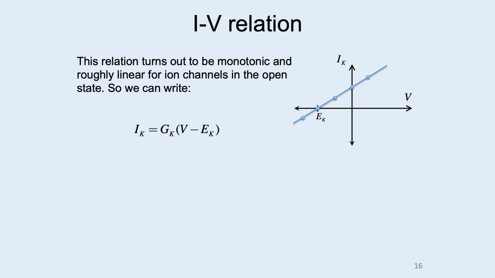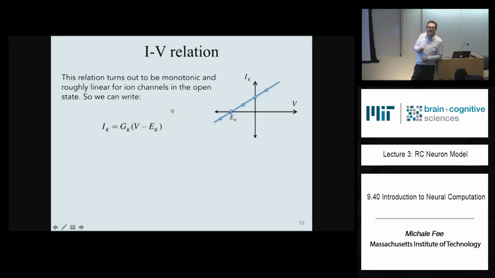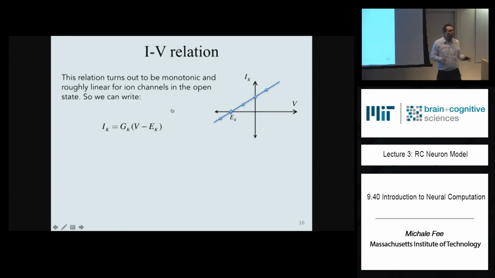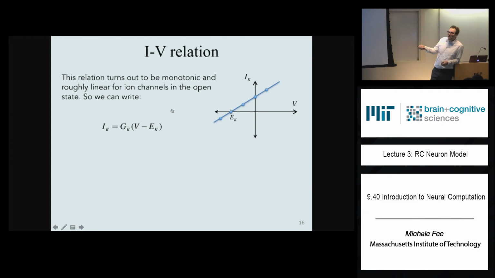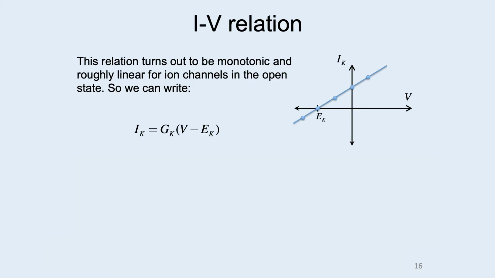Okay, so the equation for something that looks like this, a straight line that's offset from 0, is just this. So this expression right here is going to be our basic model for how we describe the current through an ion as a function of the voltage of the membrane. So the potassium current is just the potassium conductance times the difference of the membrane potential from the reversal potential. Okay, so IK equals GK times (V minus EK).